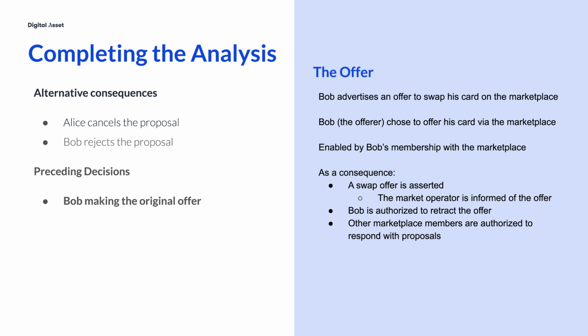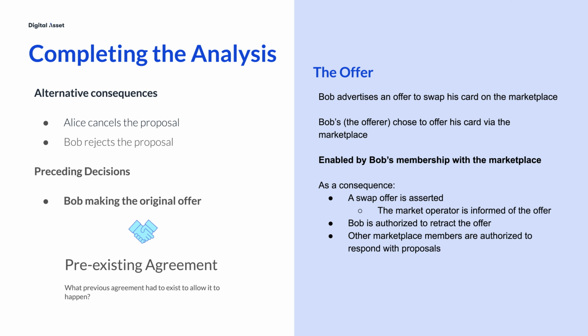So finally we come to Bob's original offer. This analysis isn't hard, but there are a couple of things to note. This is a case where the link is a pre-existing agreement, in this case, Bob's membership with the marketplace. The reason we call this out here is that this is not going to be a link to another decision in this workflow. Instead, this is a dependency on a consequence of a previously completed workflow.